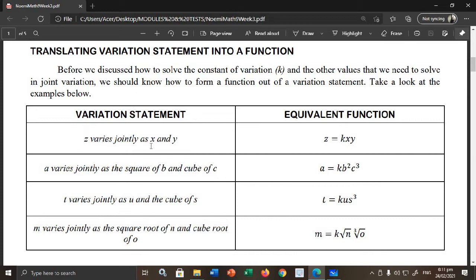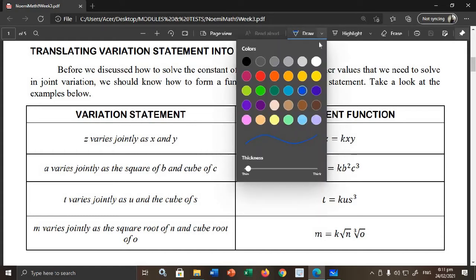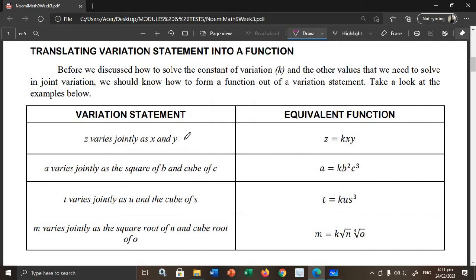So first, let's have this variation statement. It says here, z varies jointly as x and y. So if you write that into a function, it will become like this: z is equal to kxy. Don't forget k, which is the constant of variation.